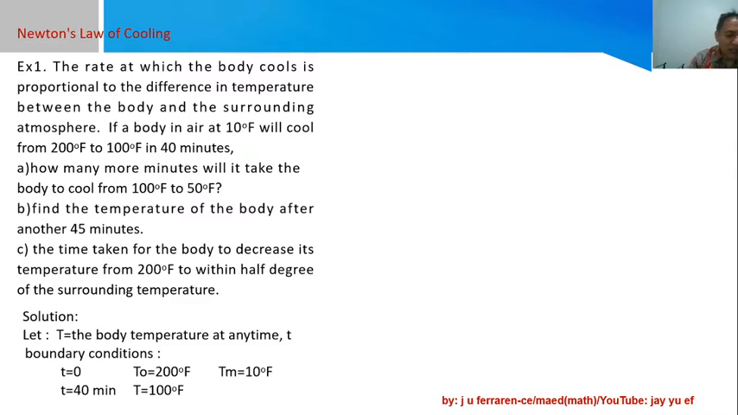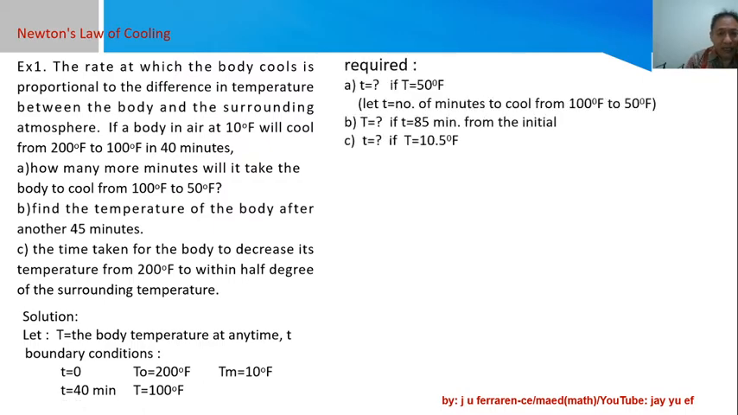Let us collect the different givens. Boundary condition initial, that is when t is equal to 0, the initial body temperature is 200 degrees Fahrenheit from the given. The surrounding temperature is 10 degrees Fahrenheit. After 40 minutes, the body temperature drops from 200 to 100 degrees Fahrenheit. Now, the required, as we mentioned earlier, we have this A, B, C. Let us put them together.